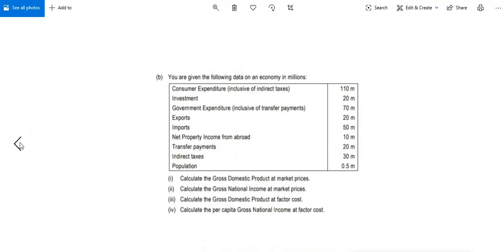See, sometimes a problem may be asked on the basis of GDP. That is, you will be asked to calculate GDP on the basis of market prices, gross national income at market price, GDP on the basis of factor cost, and per capita gross national income at factor cost. So here you got some data like consumer expenditure 110 million, investment, government expenditure, exports, imports, net property income from abroad, transfer payments, indirect taxes, and of course the population.